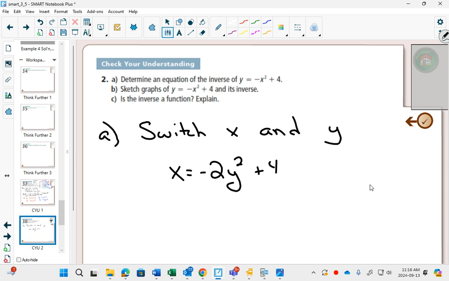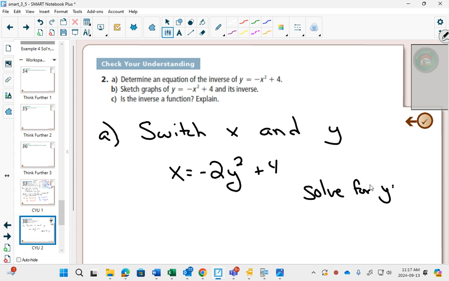Now technically, this is an equation. You would be basically done, but usually after we switch x and y, the next thing we try to do to find out its graph is we try to solve for y, which is the activity we did at the end of class yesterday. Can you get y by itself?